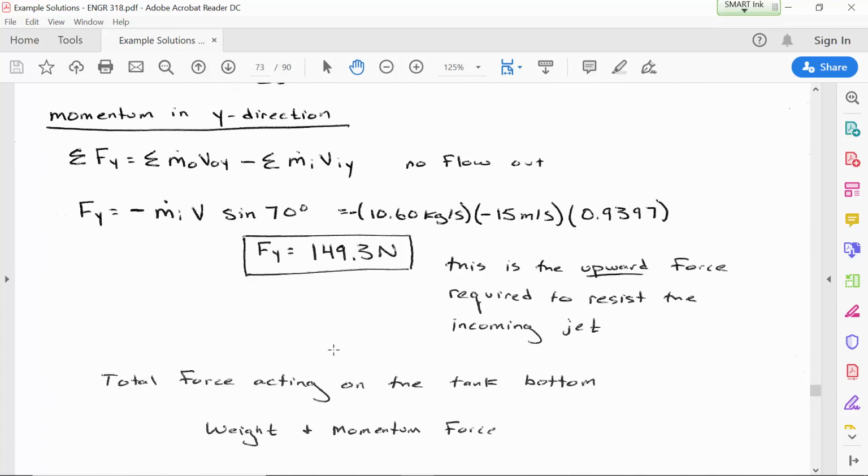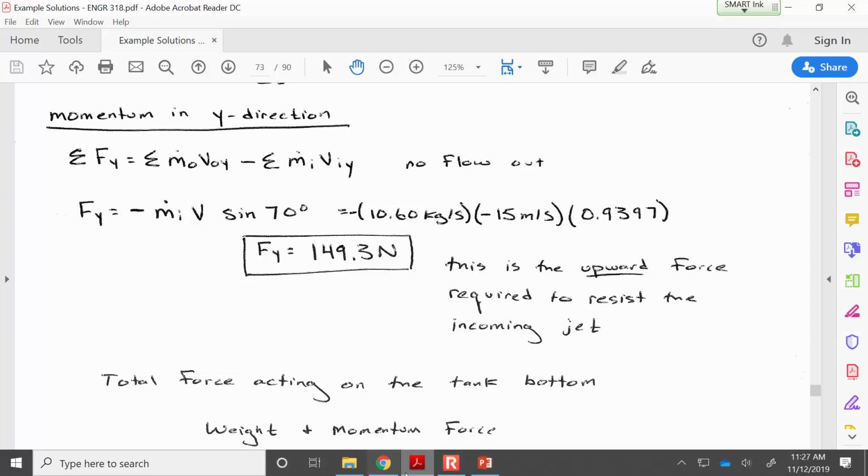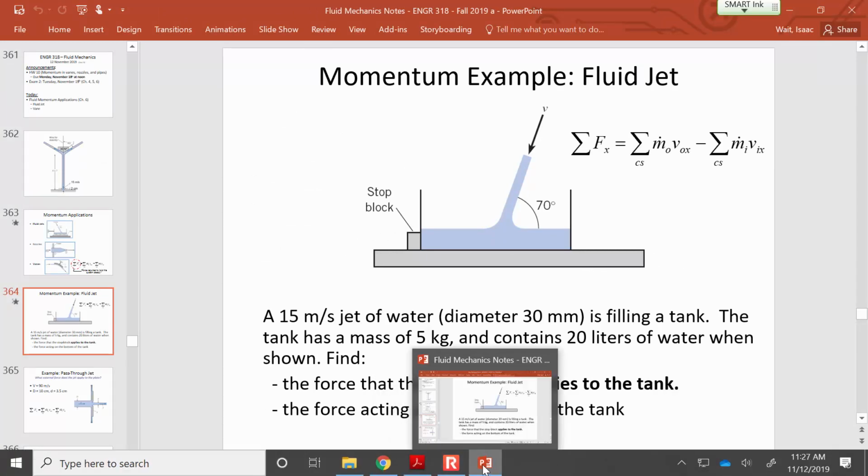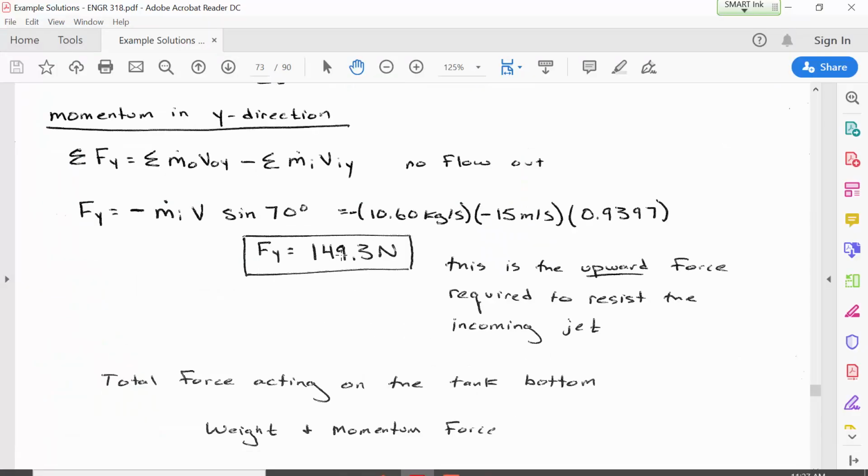Okay, now in the vertical, we again have no flow out, just flow in. This time taking the sine of 70 or the cosine of 20 for our direction factor. Mass flow rate, velocity. So the negative sign again for velocity, because if we look at the direction of that jet, it's down. So we have to retain the directionality in the velocity calculations. So this F sub y is the upward force required to resist the jet.